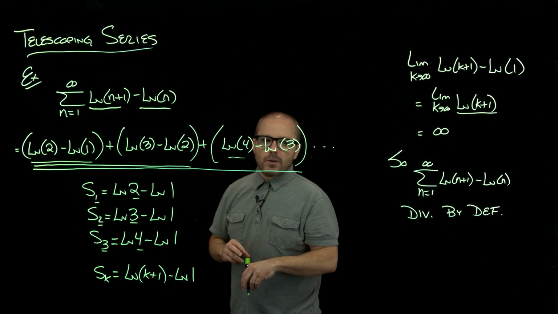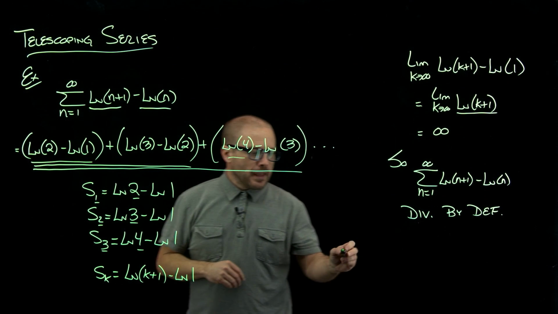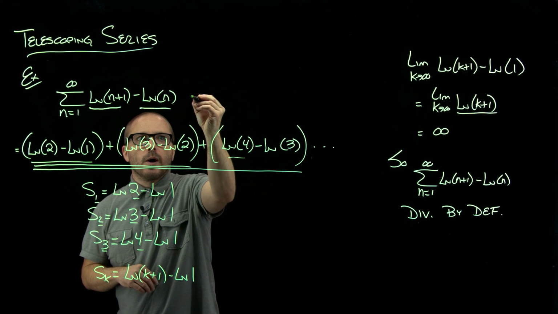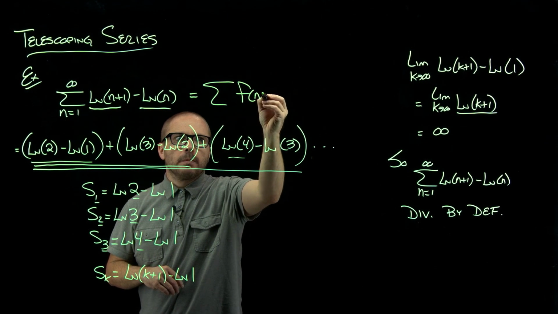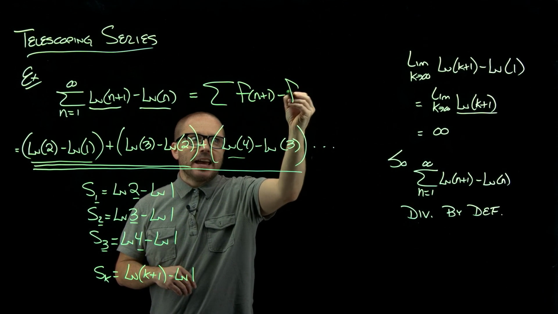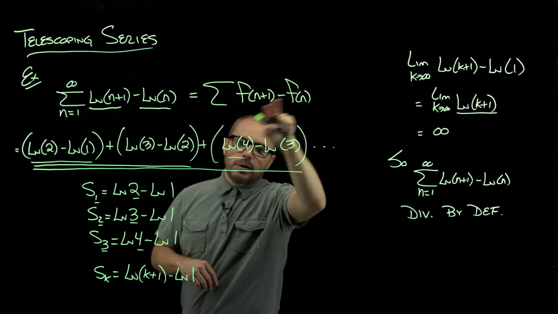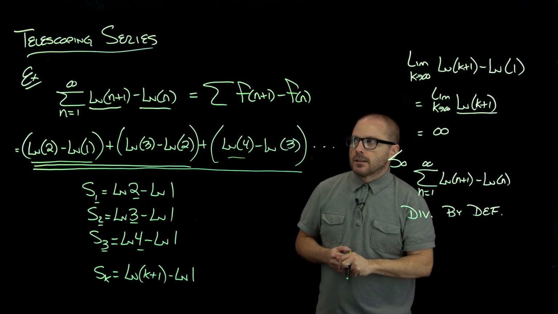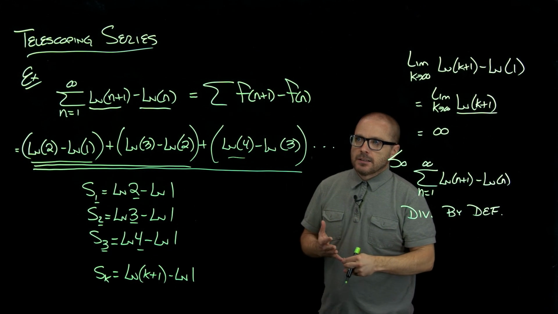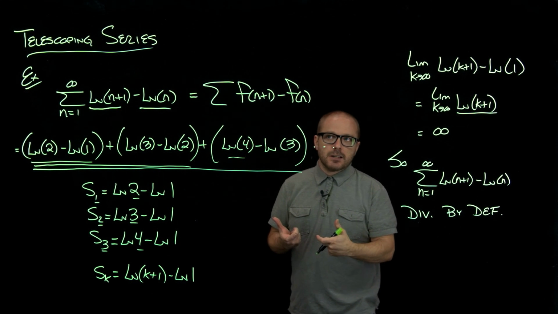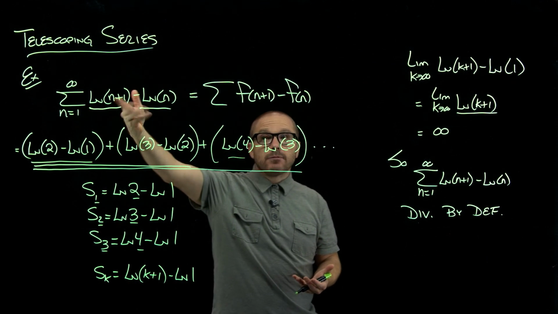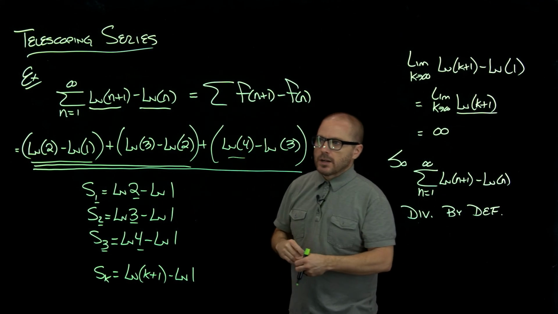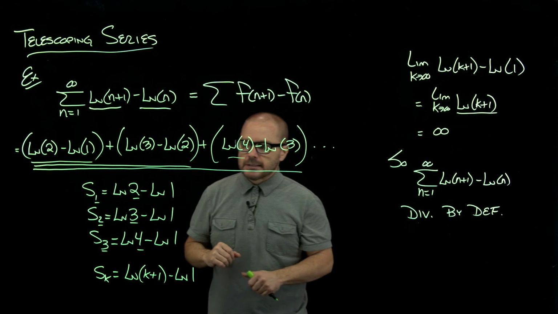So you're going to recognize a telescoping series as having some sort of form of some function minus that exact same function, just off by an index. So look for that. Look for a series that's defined as a difference, and the things being subtracted are exactly the same function, just shifted by an index of 1. Then you're going to get this canceling.